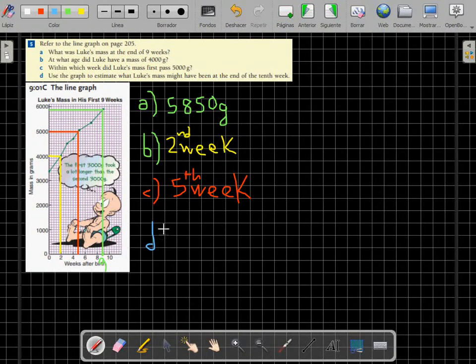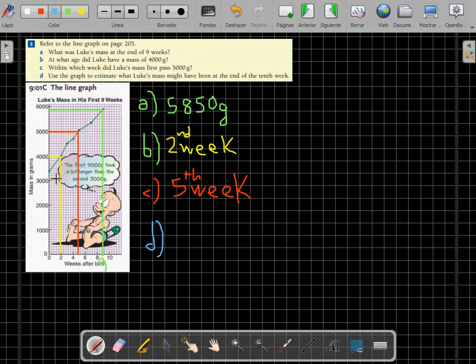Let's see what it says. It says, use the graph to estimate what Luke's mass might have been at the end of the 10th week. As you can see, there is no line graph for the 10th week. That is because perhaps the baby is at his 9th week and he hasn't reached the 10th week. Nevertheless, we can have some estimated number for his mass at his 10th week. And how can we do that?